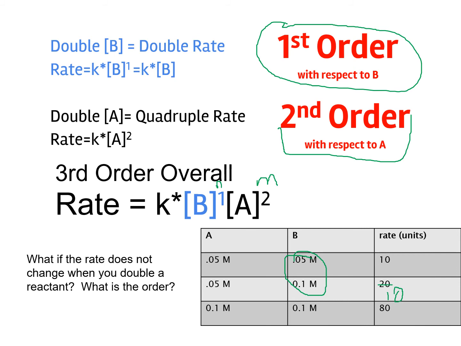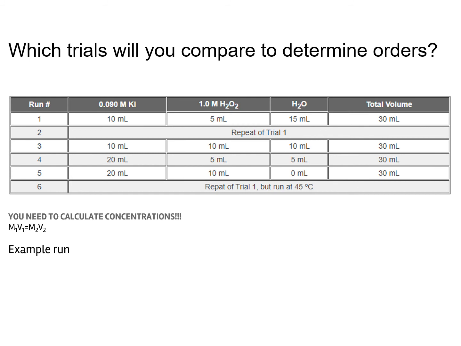To determine the overall rate law, you just add the numbers here. You have 1 with respect to B and 2 with respect to A. And you're just going to say 1 plus 2 would be 3, sorry. And that would be a third order overall. I hope that's clear. Okay, let's go to the next.